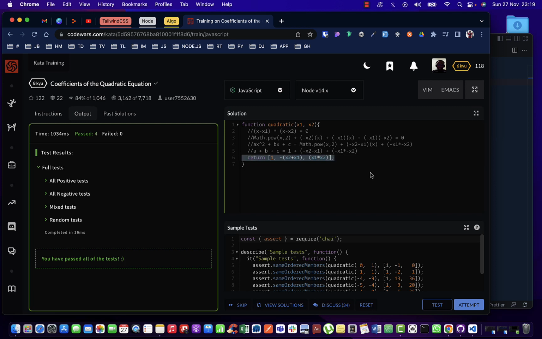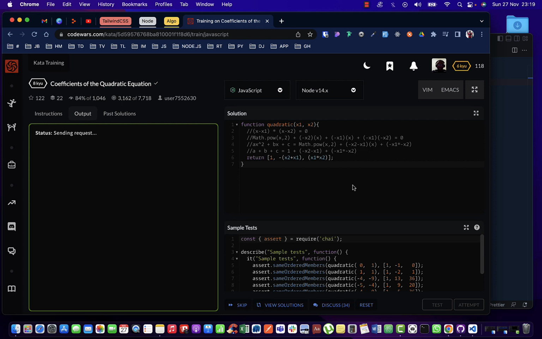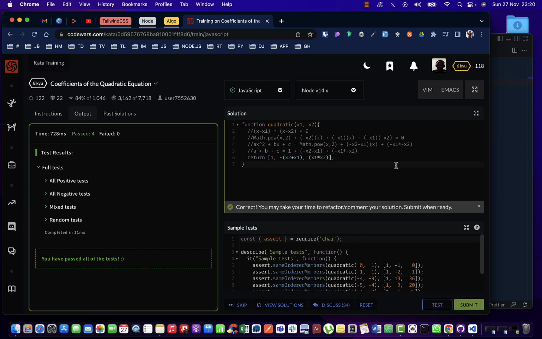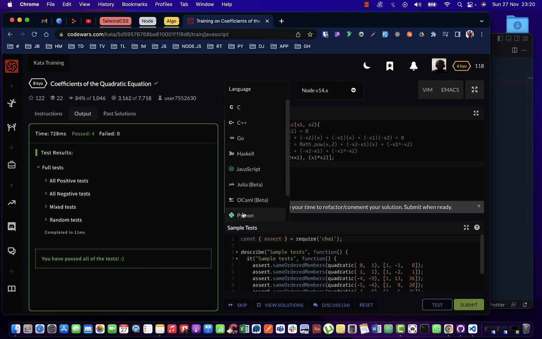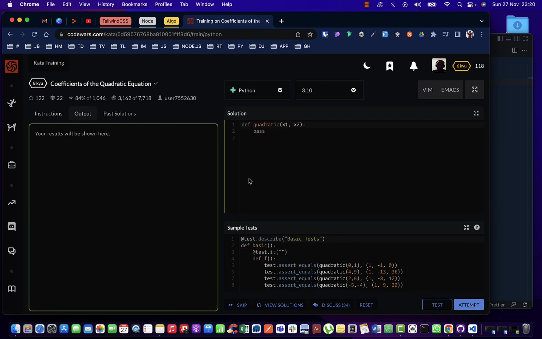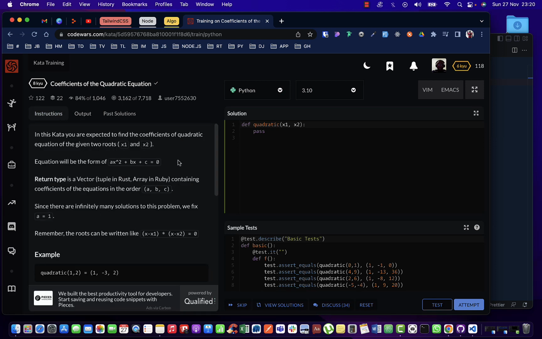So you can as well leave it this way, and let me test. It's still passed attempt, and it's still passed. So that's basically how to solve that in JavaScript. And now let's try in Python. Going to Python, we have the same thing. Given the roots, we're meant to express it this way and get the coefficients. So let's try that the same way.